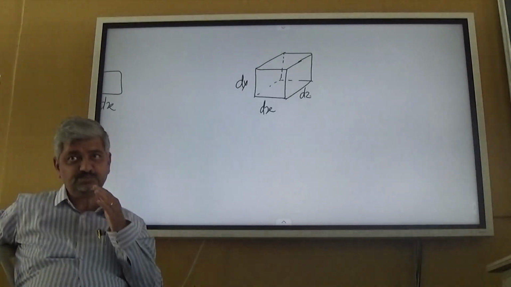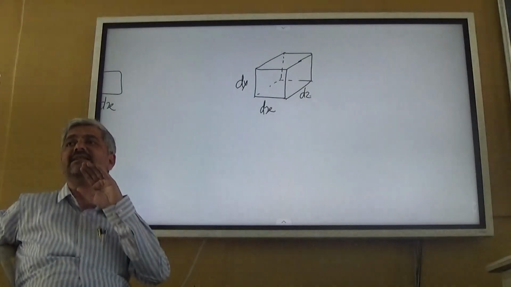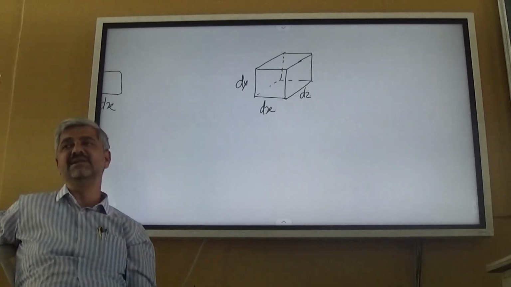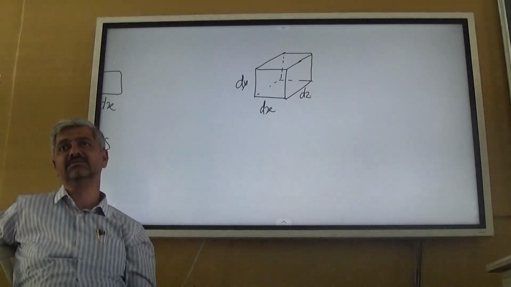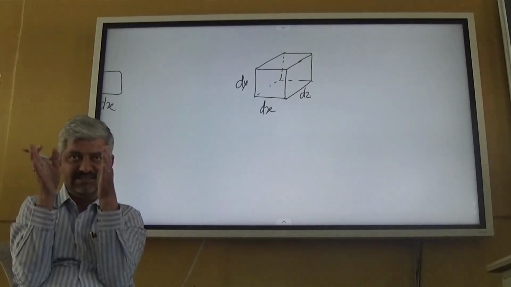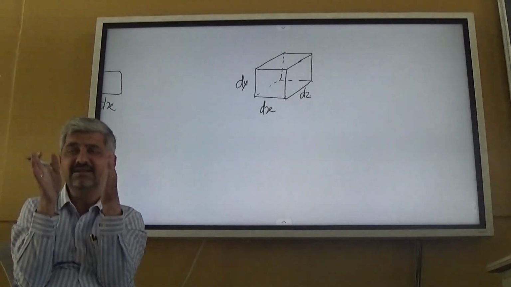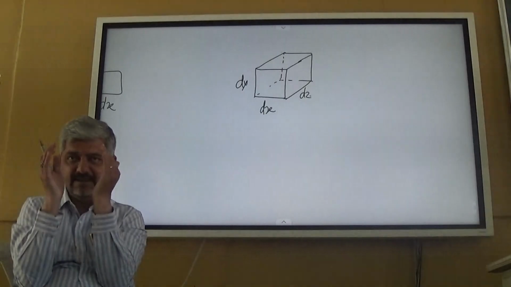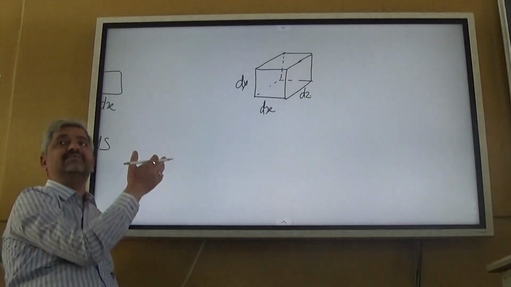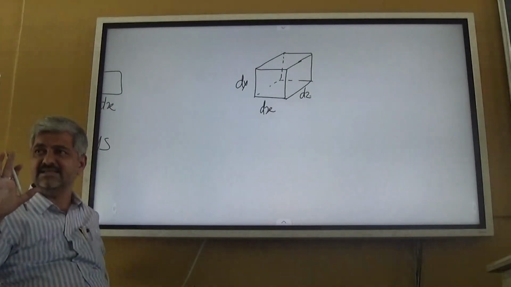Now, what would be the limiting case of Gauss law? The sides of the cube are dx, actually dx is not written. What is to be written?